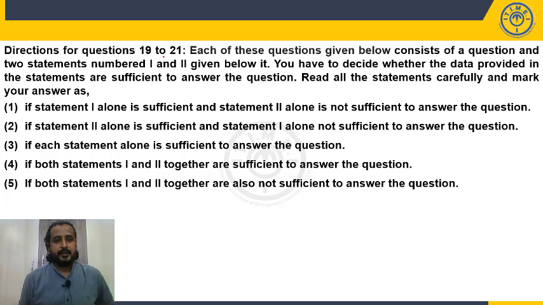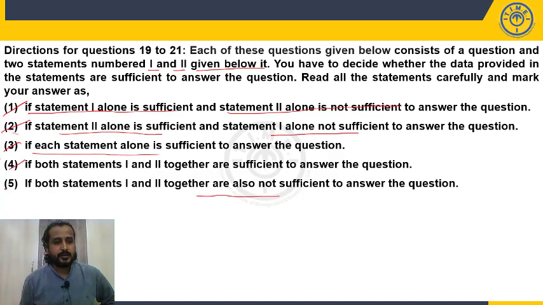Directions for questions 19 to 21. Each of these questions consists of a question and 2 statements numbered 1 and 2 given below it. You have to decide whether the data provided in the statements are sufficient to answer the question. Read all the statements carefully and mark your answer: statement 1 alone is sufficient and statement 2 alone is not sufficient, choice 1. 2 alone is sufficient, 1 alone is not sufficient, choice 2. Each statement alone is sufficient, choice 3. Both 1 and 2 together are sufficient, choice 4. 1 and 2 together are also not sufficient, choice 5.